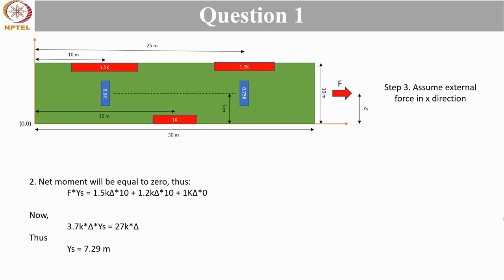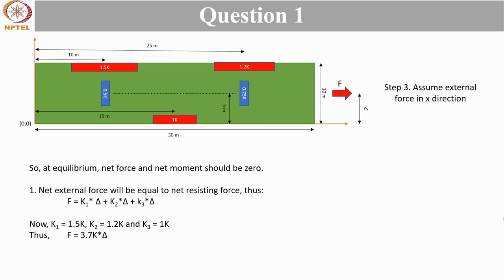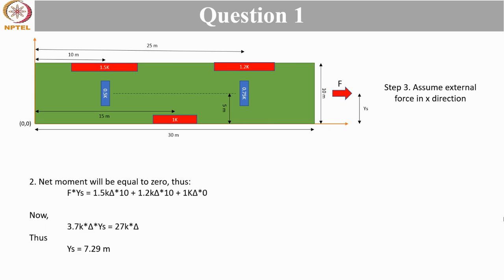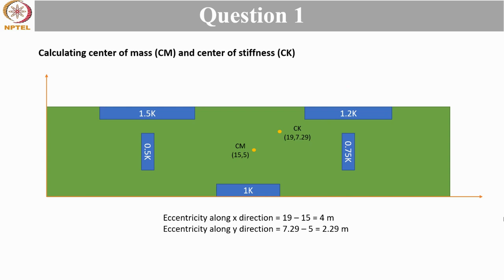Now, substituting the value of F from the previous relation, F is equal to 3.75k delta, and solving the equation, ys will come out to be 7.29 meter. So, we have the coordinates of both center of mass and center of stiffness. The center of mass is at the point (15, 5), and the center of stiffness is at the point (19, 7.29).